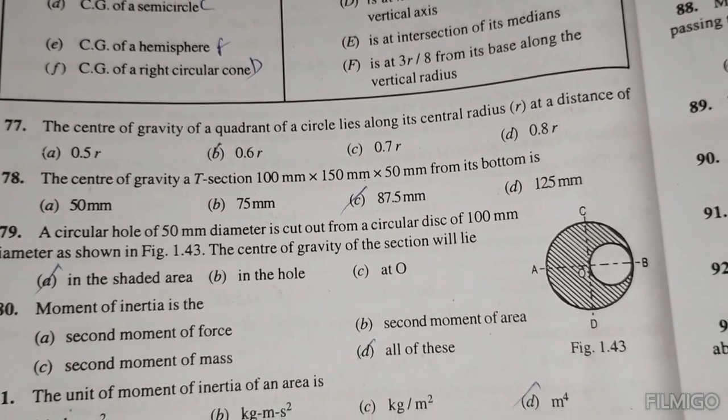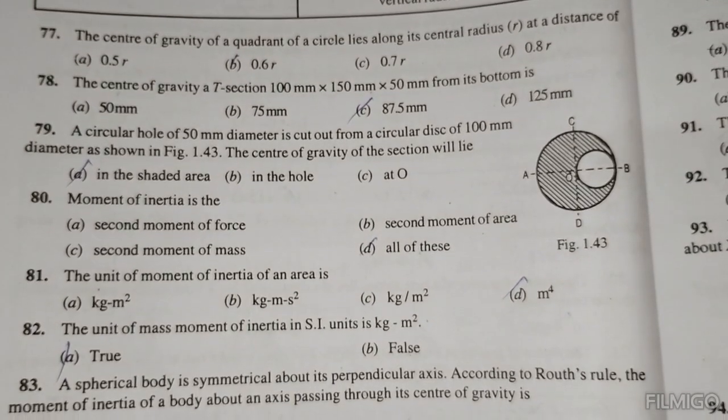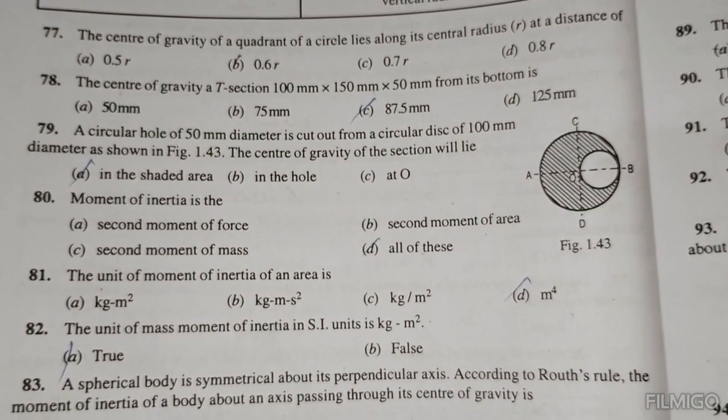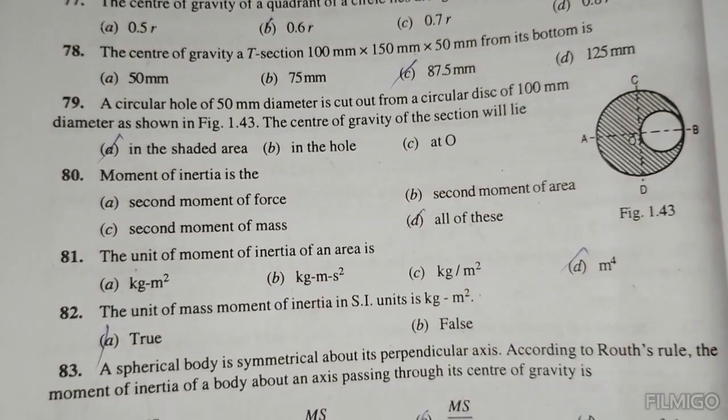The center of gravity of the T section, and this is the shaded area. The moment of inertia in the dash, all of this above.